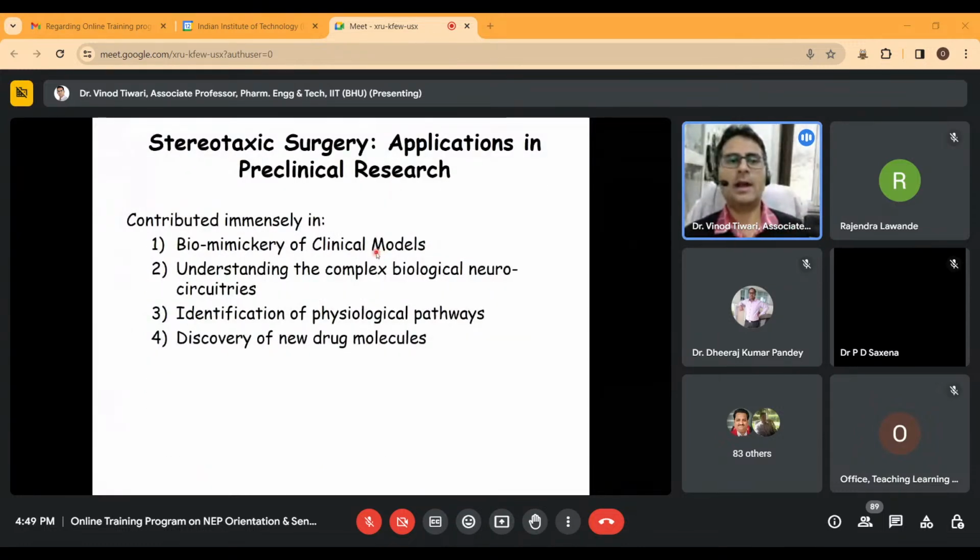If we talk about the application of this histotoxic surgery, it has, I would say, a huge application. They act as a biomimicry of the clinical model. Why I'm saying biomimicry? Let me give you an example: if you want to mimic the model of Alzheimer's disease in animals, in rat, mice, or even in higher species like monkeys, then also you can use this surgery.